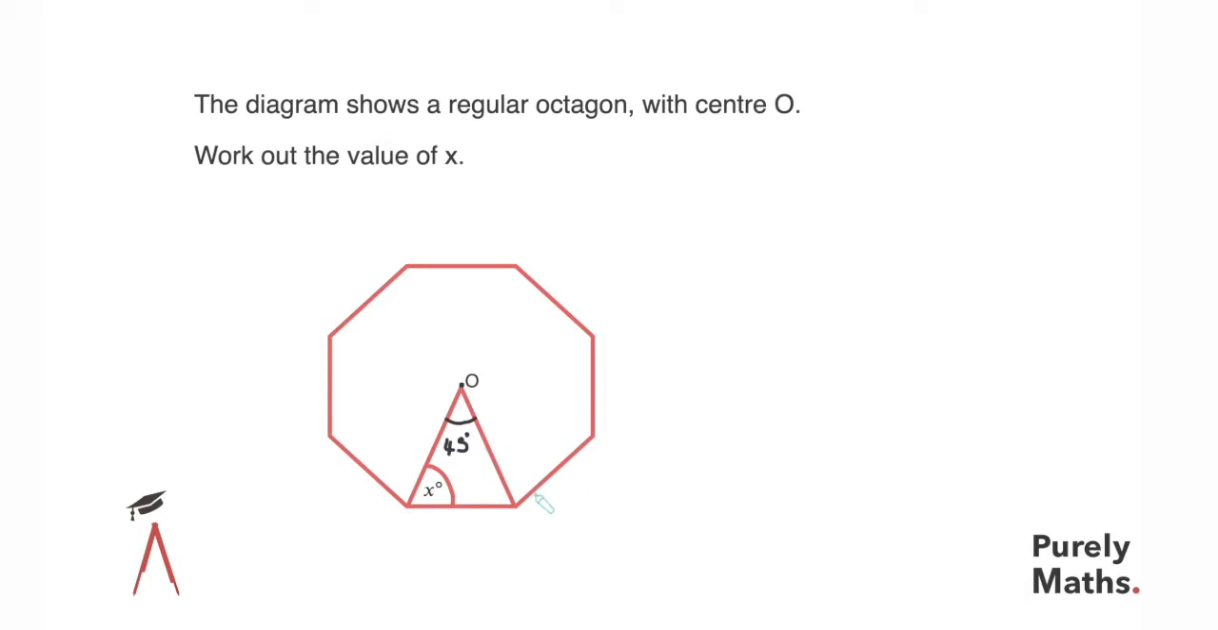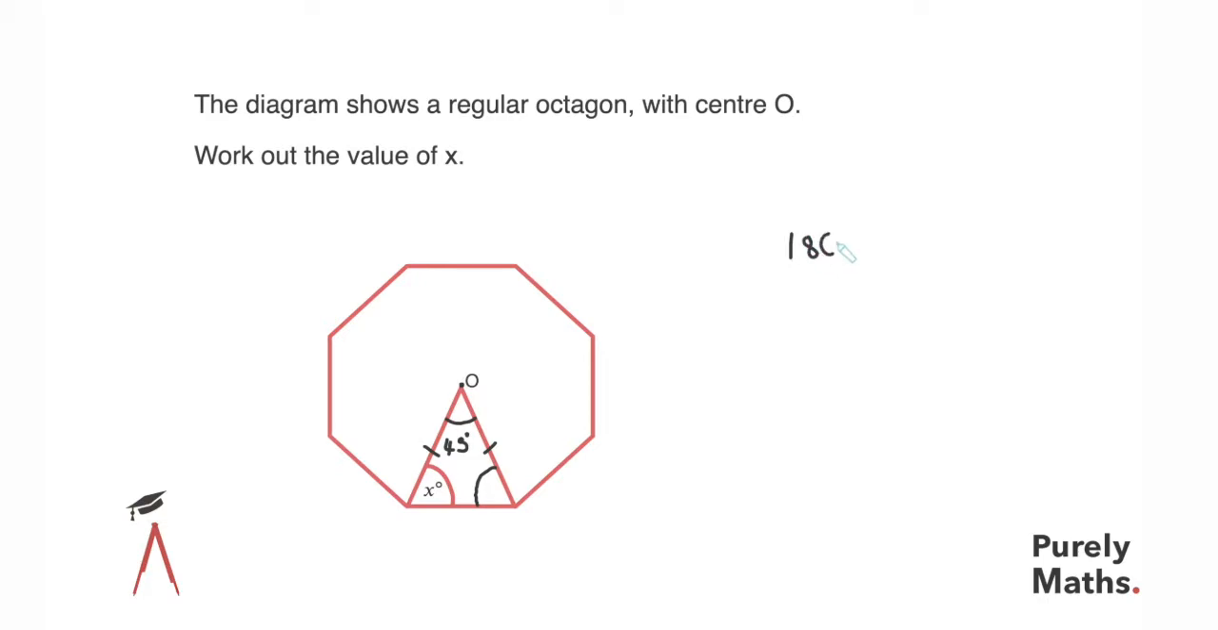The next thing to notice is that this triangle is actually an isosceles triangle. These two sides here are equal in length because they're both drawn from the centre to the edge of a regular polygon. So I'm going to draw in my lines to show that they're equal, which means that these two bottom angles are also equal as well. So now we can just use the fact that angles in a triangle add up to 180 to help us work out what x is.